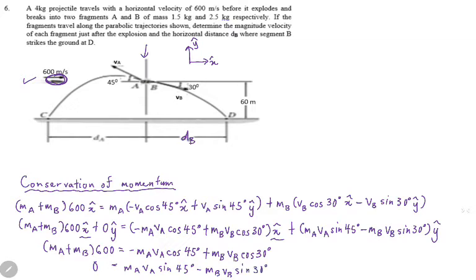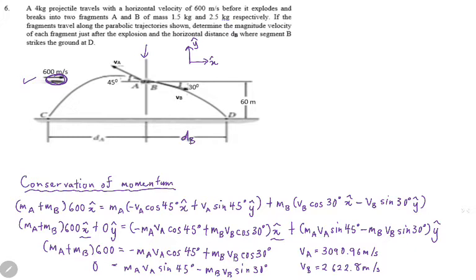Okay, I'm not going to do the solving of these simultaneous equations, but from my calculation from my Excel sheet, I actually got VA equals 3090.96 meters per second, while VB takes on the value of 2622.8 meters per second. So you have found the magnitude of the speed of the fragments, VA and VB.